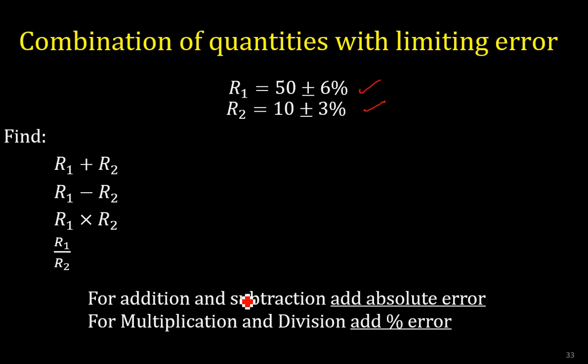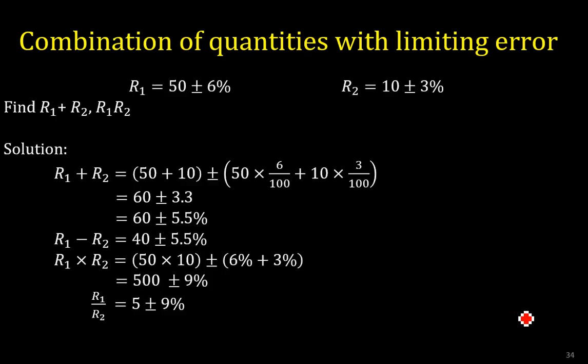Now the thumb rule is that for addition and subtraction you have to add the absolute error, and for multiplication and division you have to add the percentage error. So when you add R1 plus R2, it is simple: 50 plus 10 gives 60. But what about the percentage error? You have to include that error also. For addition and subtraction you use the absolute error, and for multiplication and division you use the percentage error.